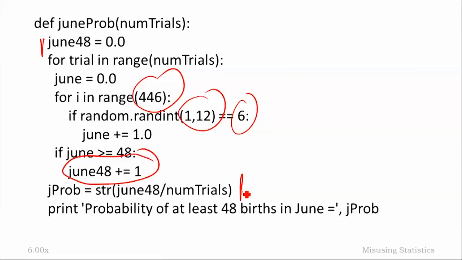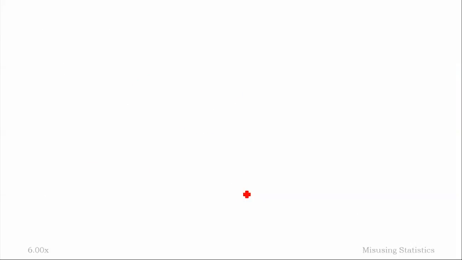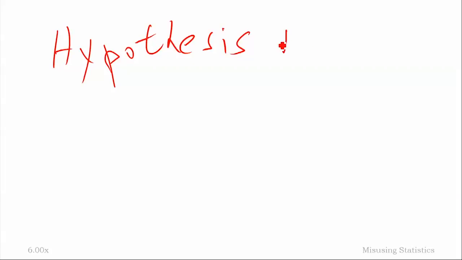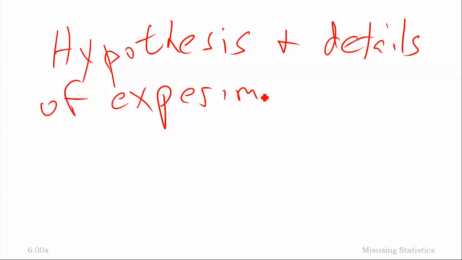So perhaps these researchers are onto something, or perhaps not. What's wrong with the logic is the following. You have to think about what the initial hypothesis of the experiment was and the details of the experiment. Had they started with the hypothesis that June was a month in which more anorexics were born, then the test I just showed you would have been the appropriate test for looking at the statistical significance of their results. But that's not what they did.